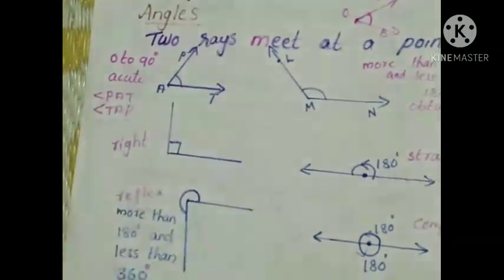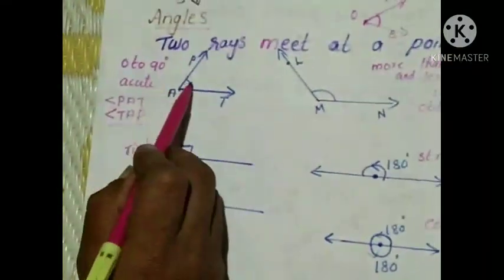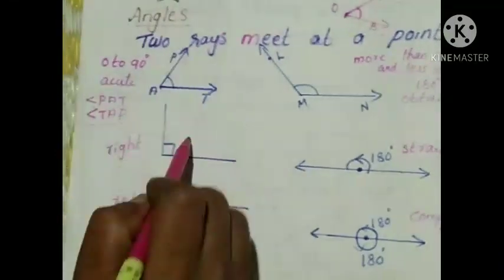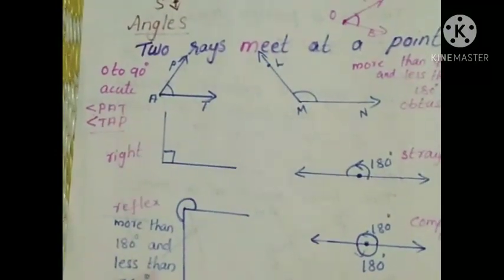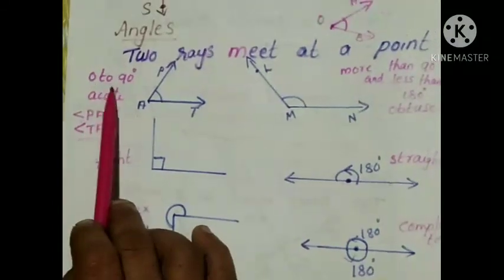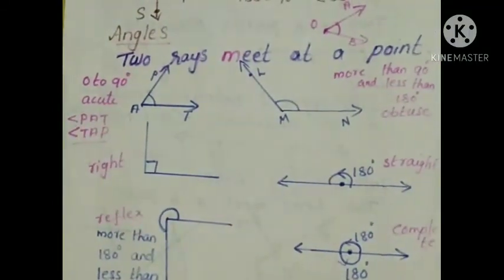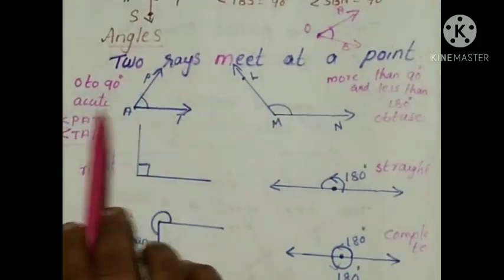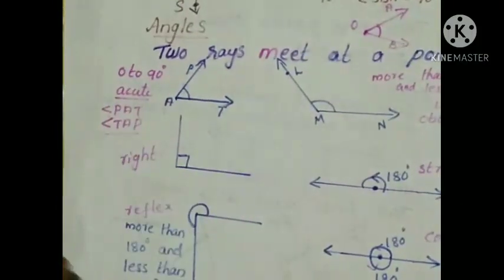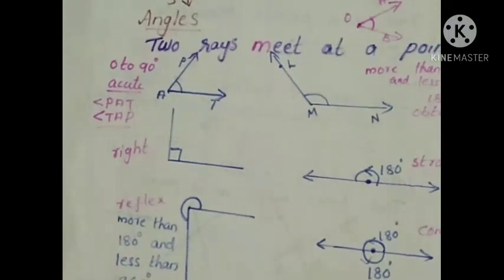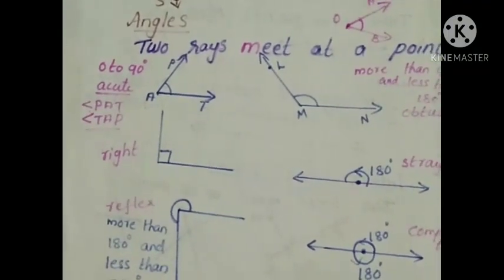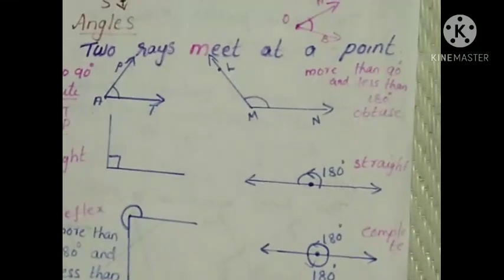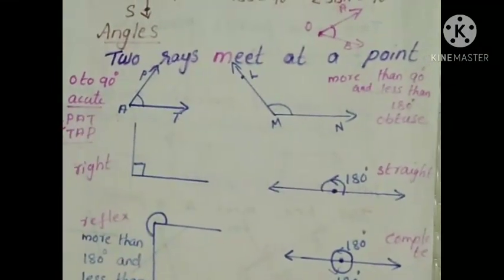Then this is a small angle. It is the width between T and P. Therefore, its measure is always between 0 and 90. This one is an angle between 0 and 90. This is called an acute angle. Then what is an acute angle? An angle measured between 0 to 90 is called an acute angle.